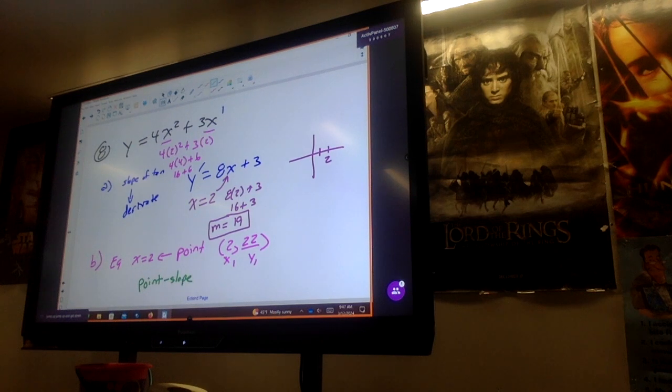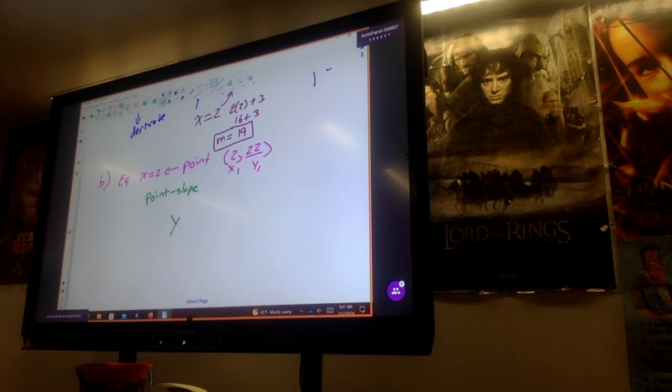Point slope is actually the most accepted way to write linear equations. The reason why we have y equals mx plus b is because Texas Instruments and Casio couldn't figure out in their operating system how to plug it in any other form as y equals. This is the form before calculators. This is what we had to do.